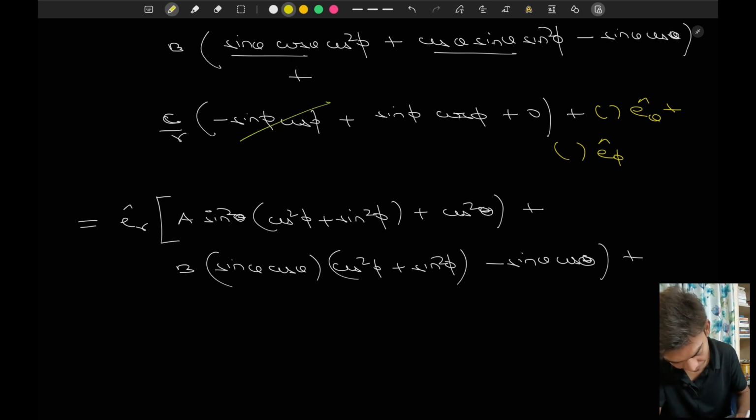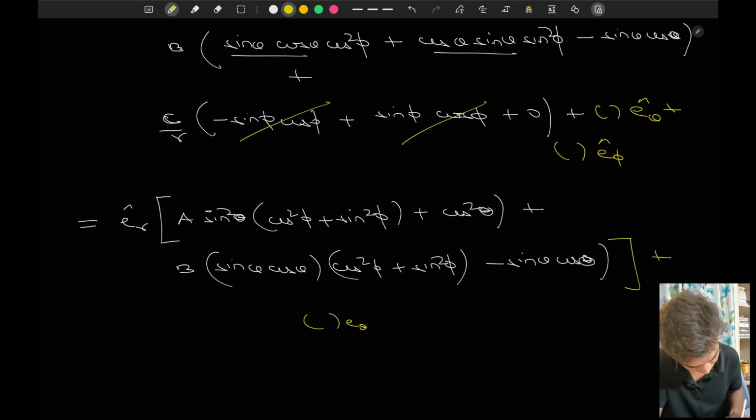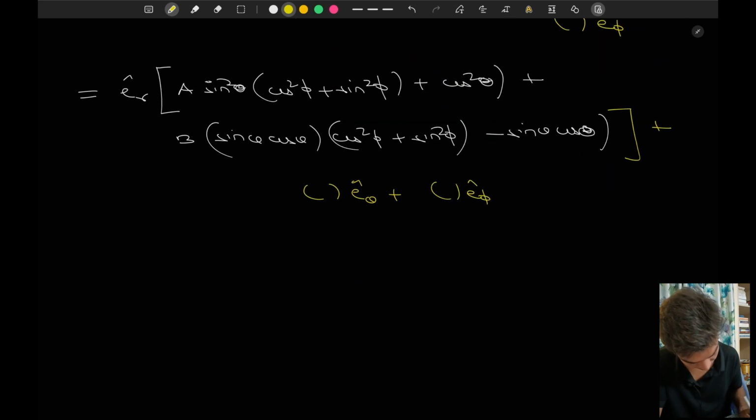Oh, this just cancels away, right? Minus sine phi cos phi and sine phi cos phi. So this just cancels away and we are left with nothing. So we have plus e theta plus some e phi terms.